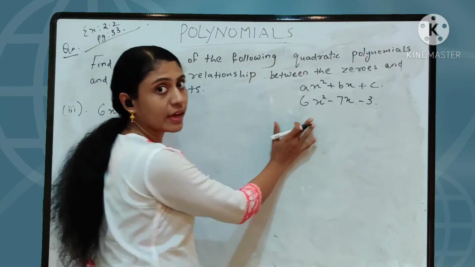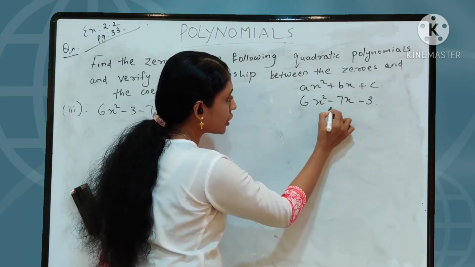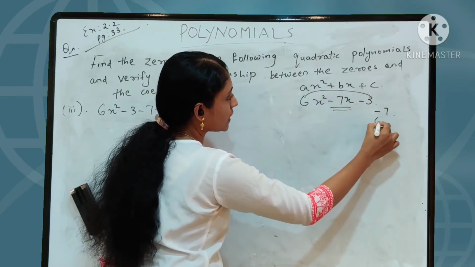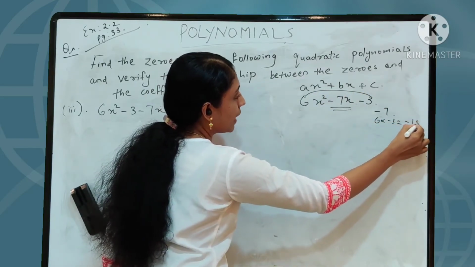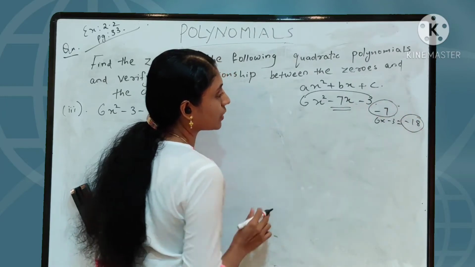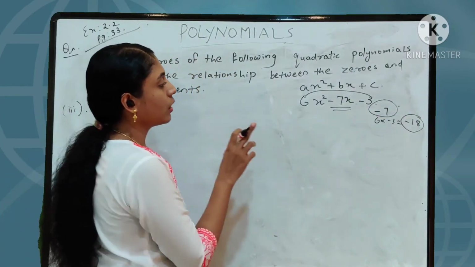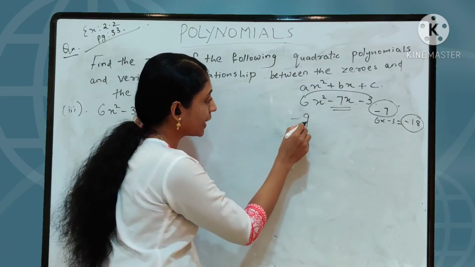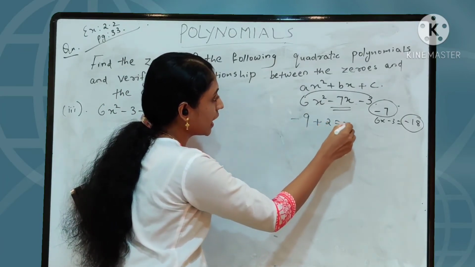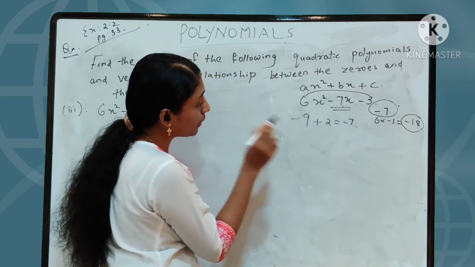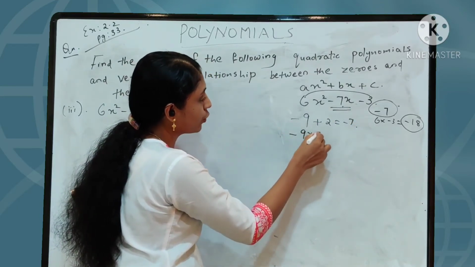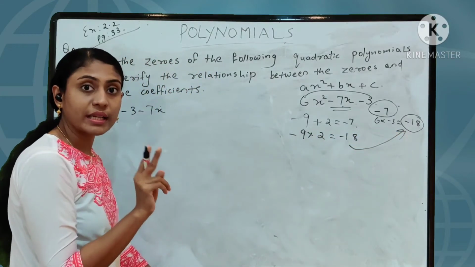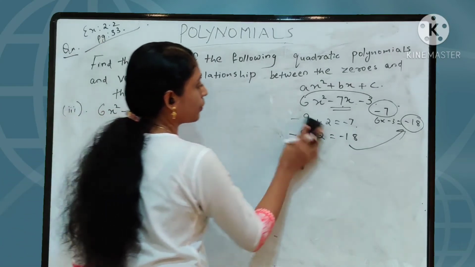Now we can find the values of x. So when we do addition, we have to get minus 7, and when we do multiplication, we have to get the value of 6 into minus 3, which is equal to minus 18. So which are the two numbers? Minus 9 and 2. Why minus 9 and 2? Because when we do addition, minus 9 plus 2, we will get this middle term minus 7, and when we do multiplication, minus 9 into 2, we will get minus 18, that is this value. So the numbers are minus 9 and plus 2.